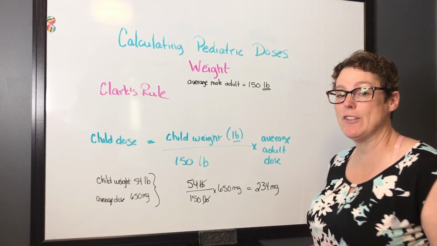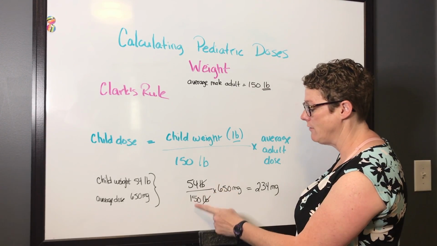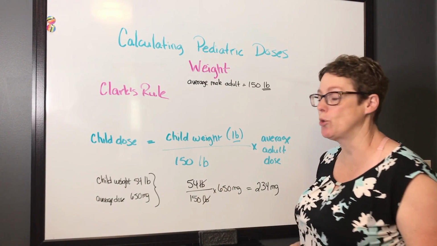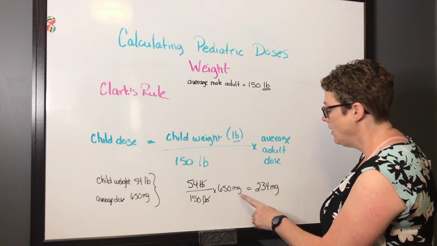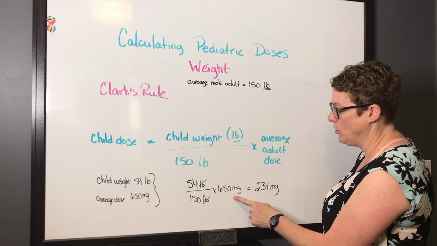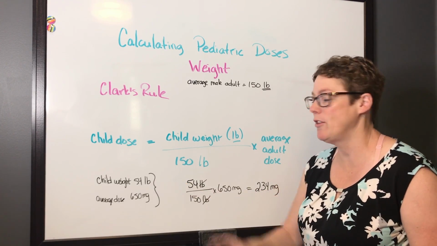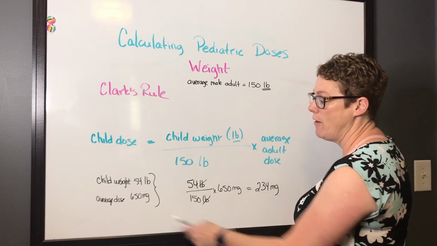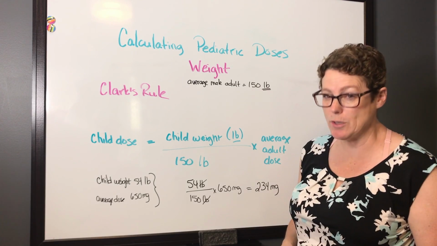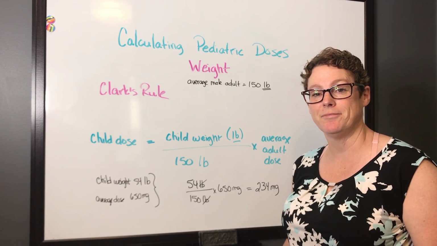Okay, so that should be relatively straightforward. We have 54 pounds, divided by 150 pounds, times the dose of 650 milligrams. After my pounds cross off, I'm left with milligrams, and my dose is 234 milligrams for my child that weighs 54 pounds of a medication whose regular adult dose is 650 milligrams.